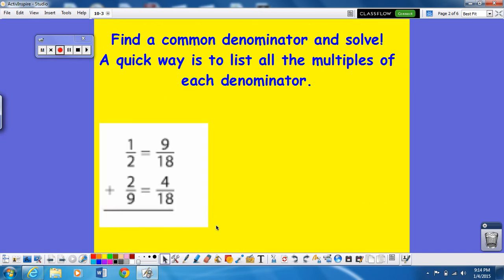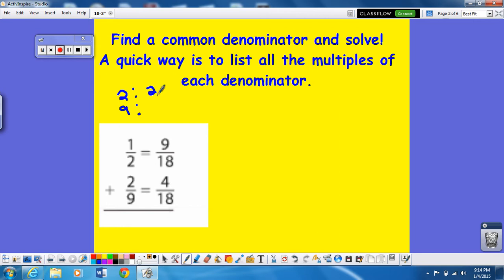So if you look at this first slide, it says find a common denominator and solve. Now, your original problem was 1/2 plus 2/9. And I want to just show you a really quick way to find a common denominator. If, let's say, you don't know what 2 and 9 both go into, a quick way you can do that is to list several multiples of 2 and 9. So when I say multiples, I mean that number times 1, times 2, times 3, times 4. Those are going to give you multiples.